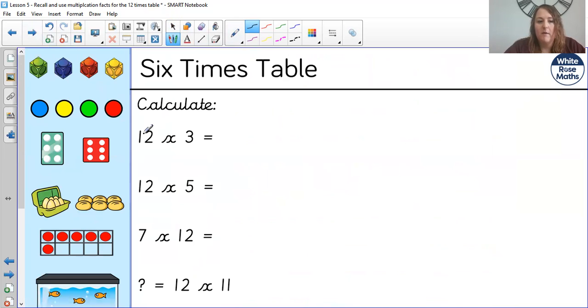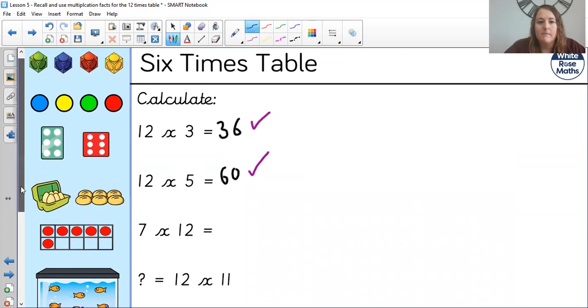But let's go through. So I've got 12 times 3. So if I know 1 times 12 is 12 and 2 times 12 is 24, I can add those together to give me 36. So if you had the answer 36, you can give yourself a tick. Next one, 12 times 5. So I'm going to work this out. If I know 10 times 12, or 12 times 10, was 120, and I halved it, that would give me the answer 60. So well done, and give yourselves a tick if you got that one right.